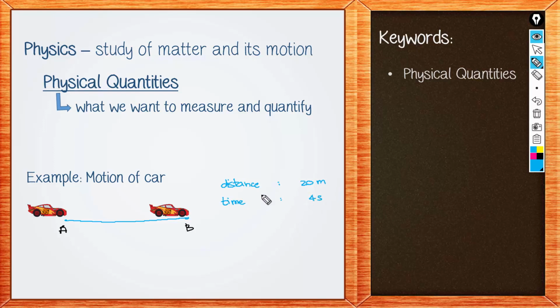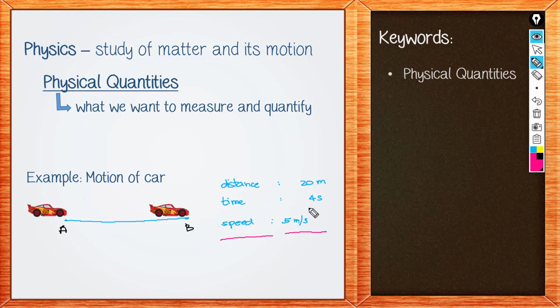What else do you have in mind? Good, we have speed. Speed is distance over time, so for this case we have 5 meters per second. Okay, now let's look onto these measurements. On the left hand side here we have the physical quantities, and on the right side we have the measurements.